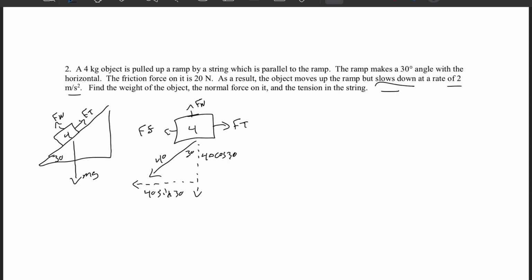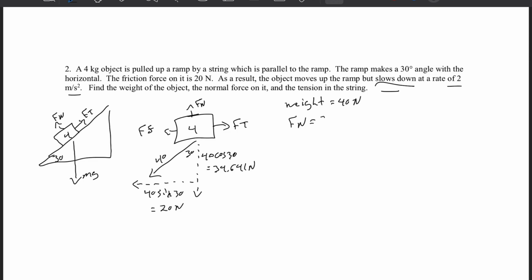Force normal is balanced with the vertical component. My system, my net force, is going to be that 40 sine 30 plus the force of friction. Because it is slowing down, the net force is the downward portion, the leftward portion of the ramp. So that left side's bigger than the right side. So we're going to take the force of friction plus 40 sine 30 as the larger side, minus the force of tension, the smaller side, is equal to mass times acceleration.